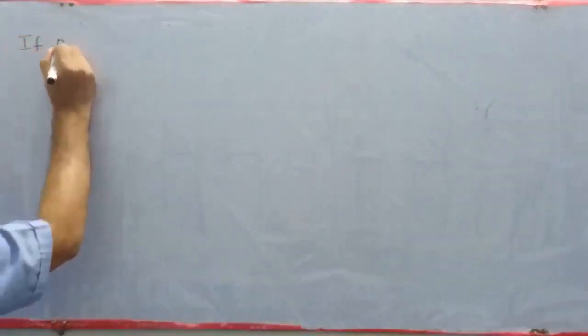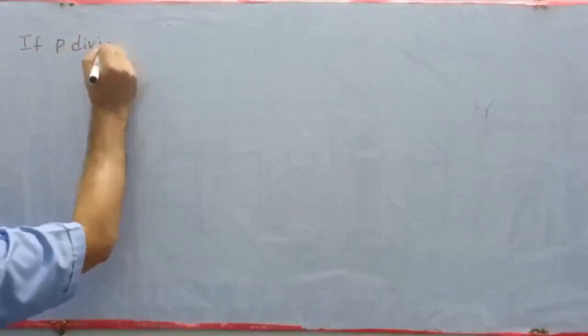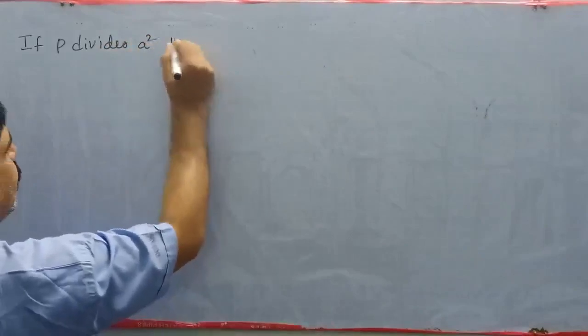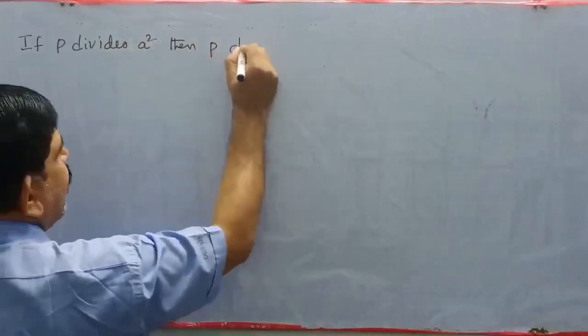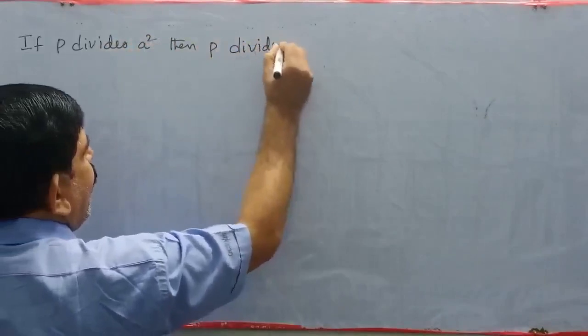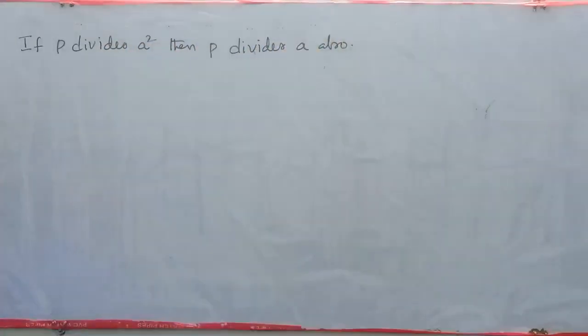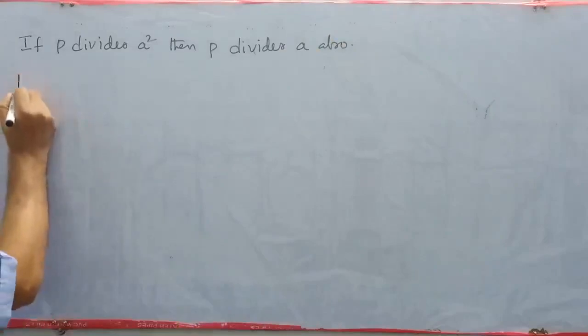Hello students, today we are going to do the most important problem, and it is most important from the examination point of view also. Okay, that is: if P divides A square, then P divides A also.